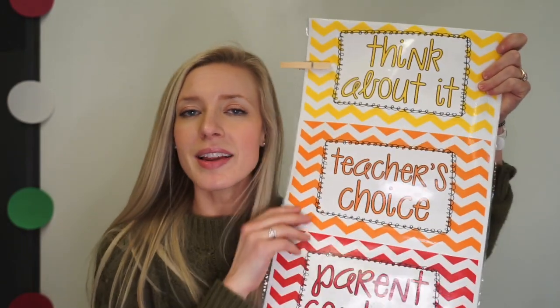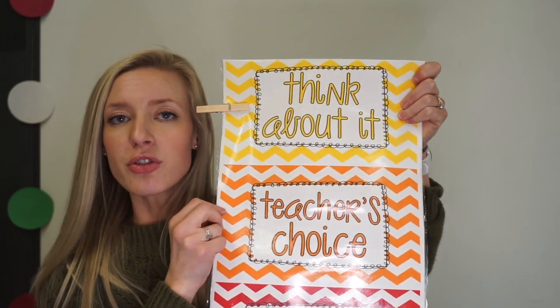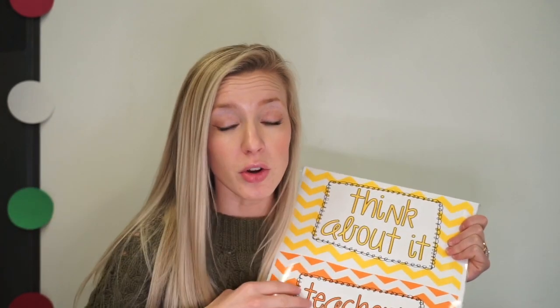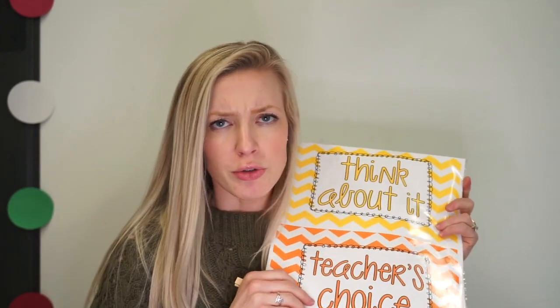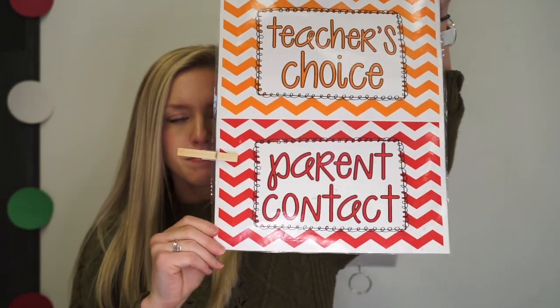The next one, let's say Johnny is just really not getting it. He's gonna move to teacher's choice, right here. Okay? Now you get to choose. Maybe it's loss of a whole recess, or they have to write an apology note or something. Whatever, your choice. And then, dun dun dun, parent contact. Okay? No go.